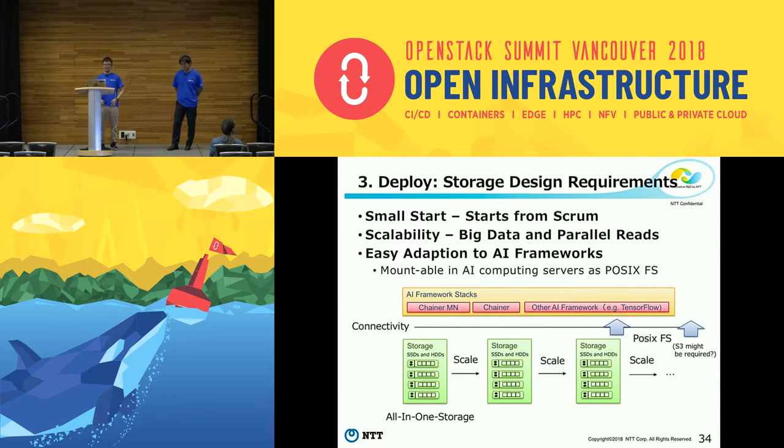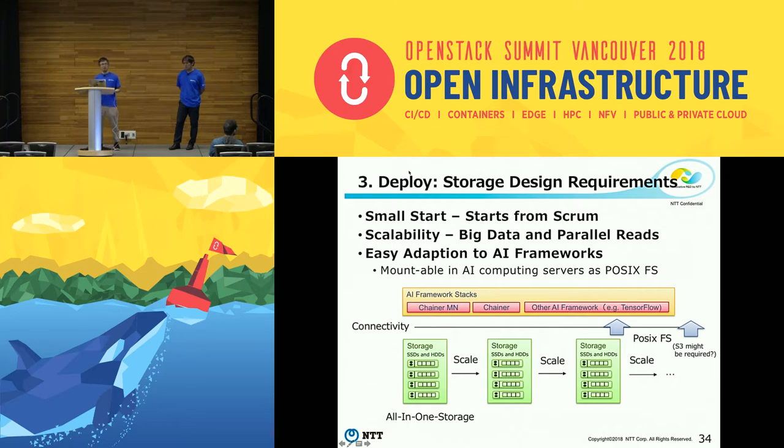So this is our requirements. As Takahara said previously, we need to start from a small scrum, so we need to have as small storage as possible. But that should be scalable, because as you know, GPU and AI could take big data, like images or logs, whatever you want. That also requires massive parallel read for data parallelism. So we need to scale out the storage system, from the perspective of the storage environment.